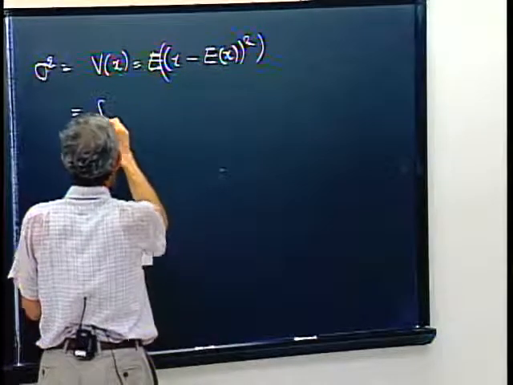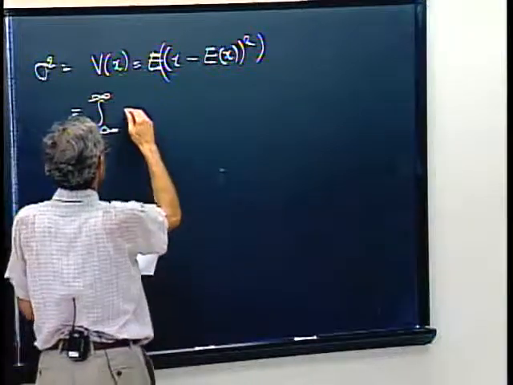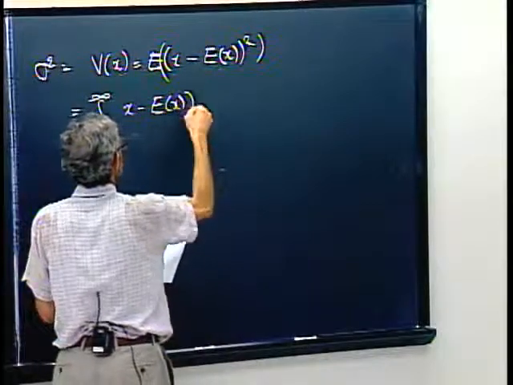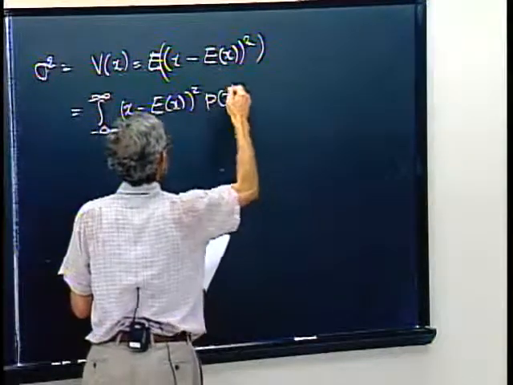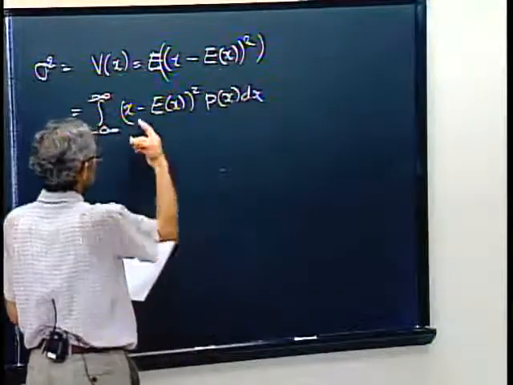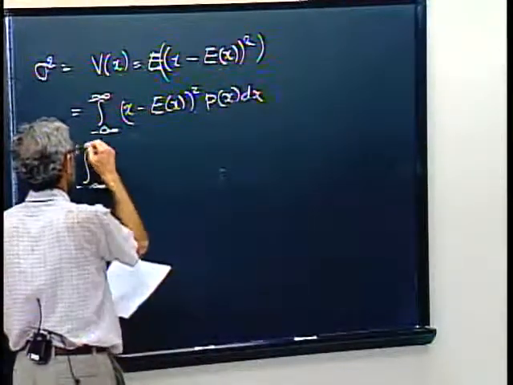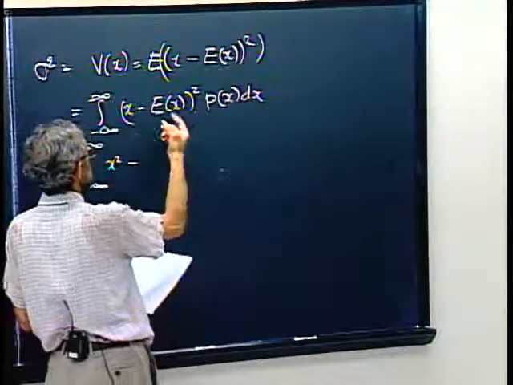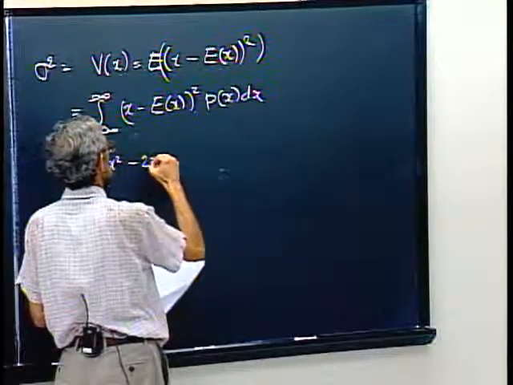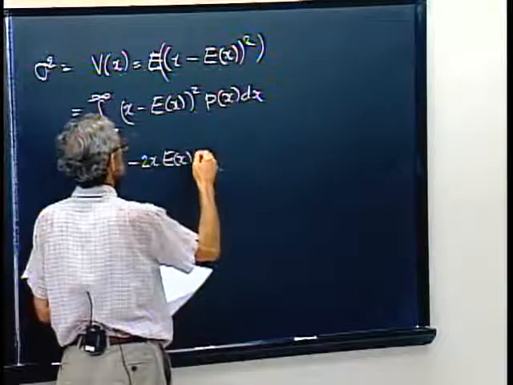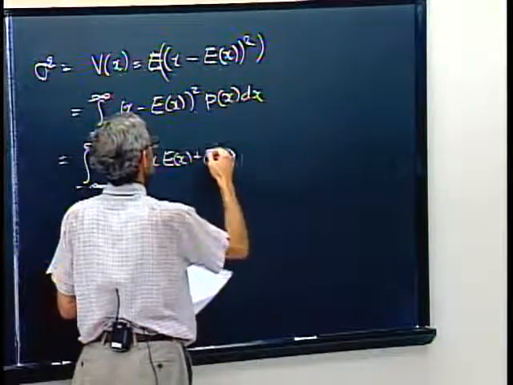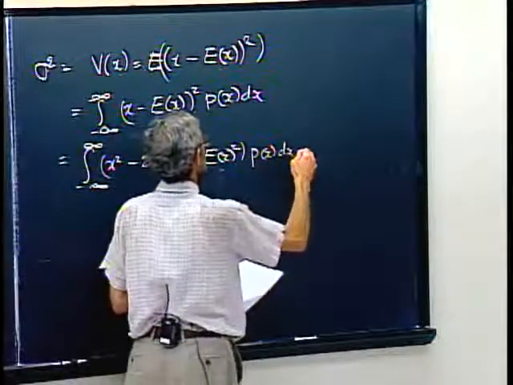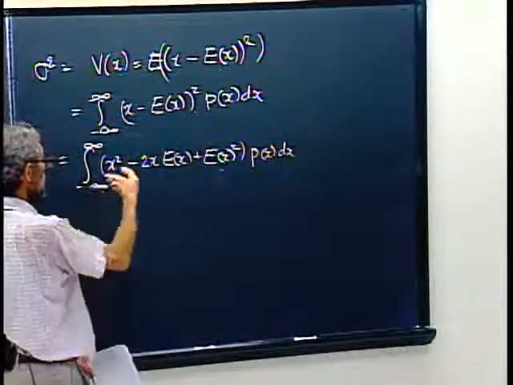So this is the integral from minus infinity to infinity of this particular function of x, which is x minus E of x squared times the probability of x dx. And now I'm going to multiply out what's under there. X squared minus, and this could have been a function too if I wanted, twice x E of x plus E of x squared times p of x dx. Okay, so I've got three terms here.